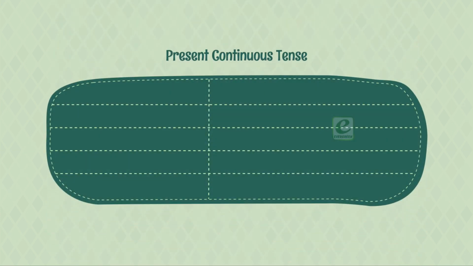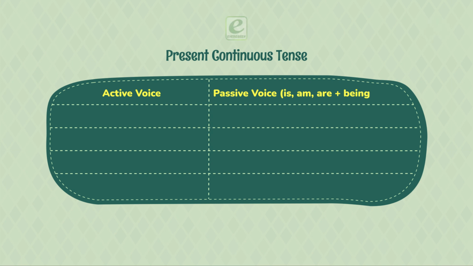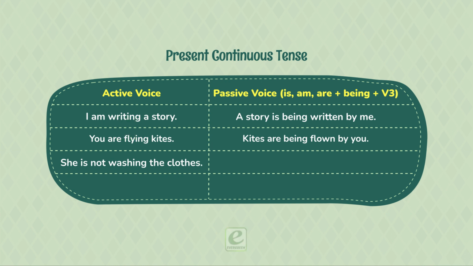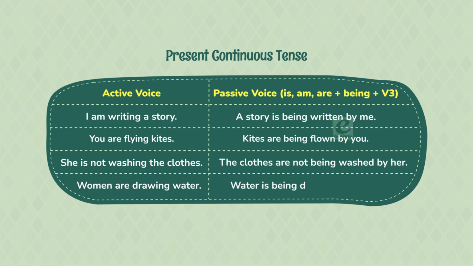Present continuous tense. Active voice, passive voice: is, am, are plus being plus third form of verb. I am writing a story. A story is being written by me. You are flying kites. Kites are being flown by you. She is not washing the clothes. The clothes are not being washed by her. Women are drawing water. Water is being drawn by women.